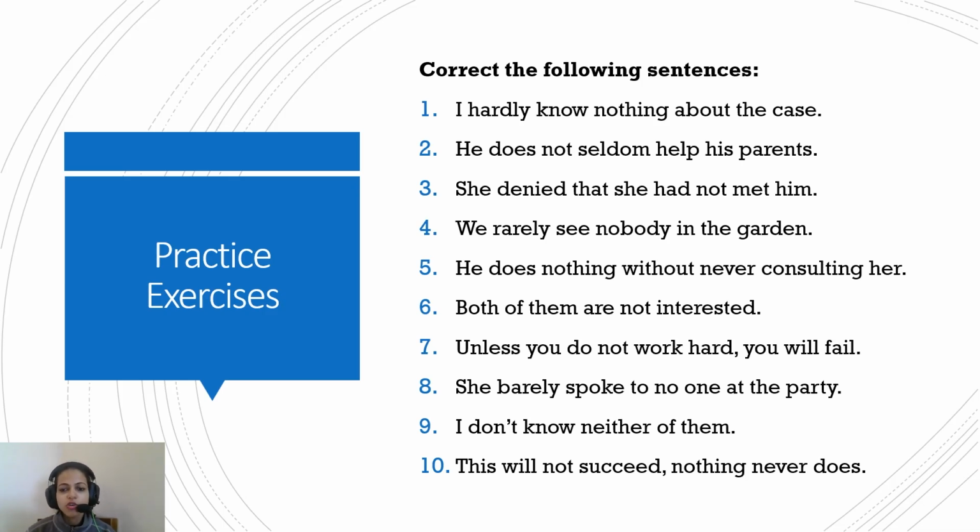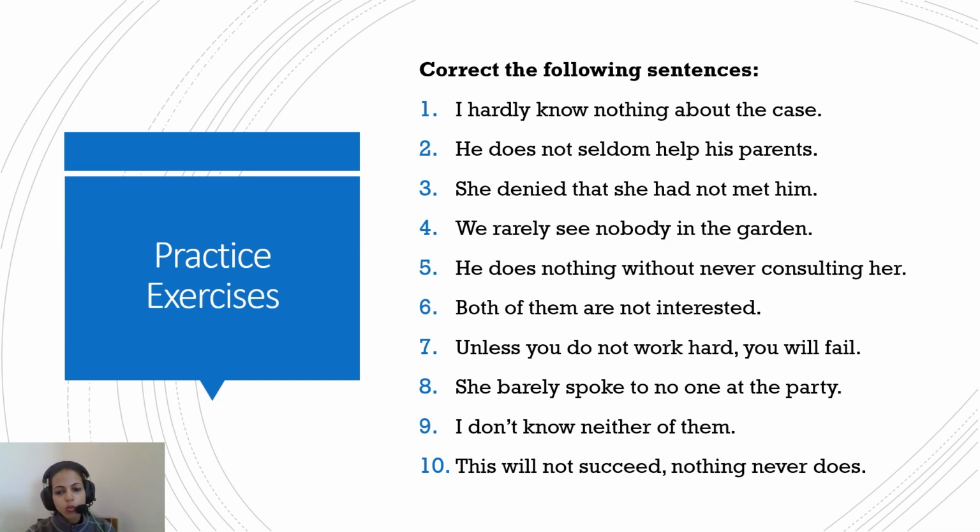"We rarely see nobody in the garden." Again, rarely and nobody, both are negative. So "we rarely see anybody in the garden." "He does nothing without never consulting her." Nothing and never can't come together in a sentence. So "he does nothing without ever consulting her." "Both of them are not interested." No, that's not the right way to say it. "Neither of them is interested." Both and not do not go together.